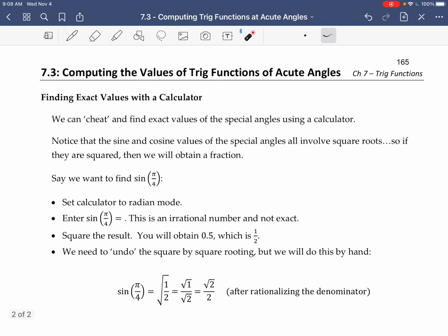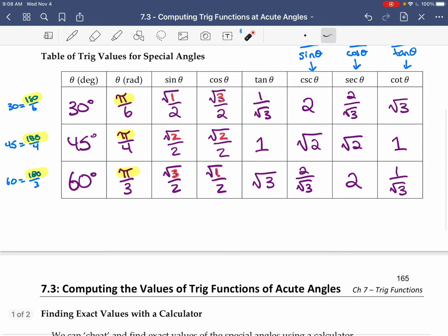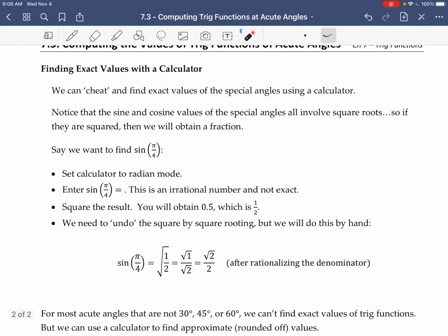Now, you can also find these values with cheating, so with a calculator. If you notice, the sine and the cosine values all involve the square root. Well, except 1/2 doesn't really have a square root, but it could. So suppose you want to find sine of pi by 4. Whenever you're trying to do these, you want to be in radian mode. So make sure you're in radian mode.